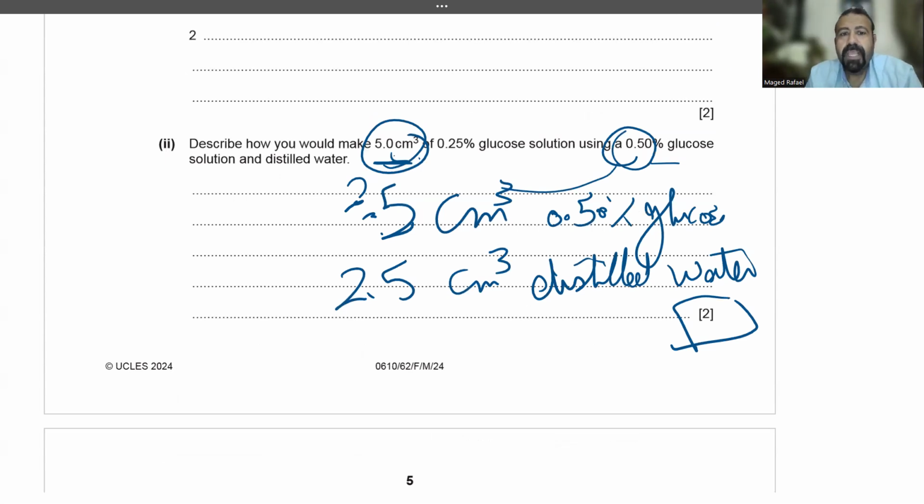Yeah, no problem. He's giving you the final volume that you are asked to prepare. He asked you to prepare 5 cubic centimeter of 0.25% glucose, and all you have is 0.50% glucose. So you need to drop 0.50% into half, into 0.25. So we will use 2.5 cubic centimeter of the 0.50%, and add distilled water as the other half of the solution.